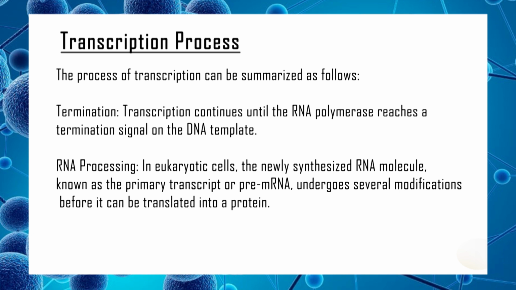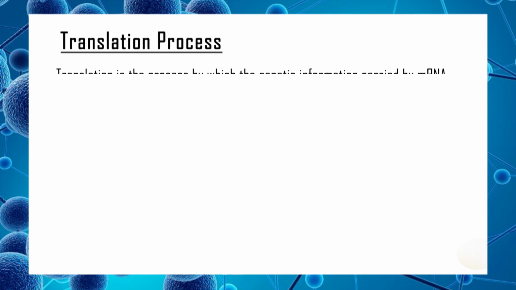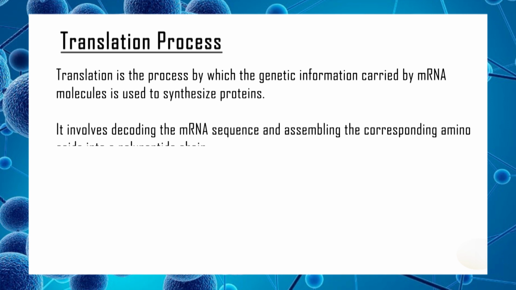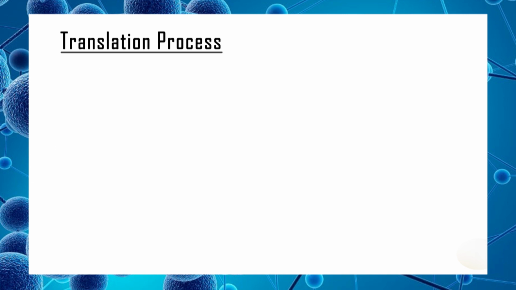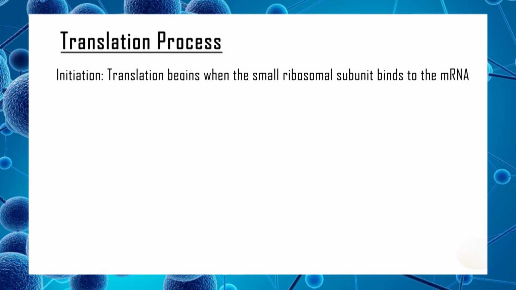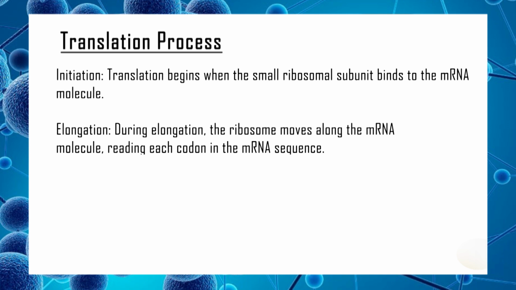The translation process is governed by the genetic information carried in the mRNA molecule, which is used to synthesize a protein. It involves decoding the mRNA sequence and assembling the corresponding amino acids into a polypeptide chain. The process of translation can be summarized as follows.